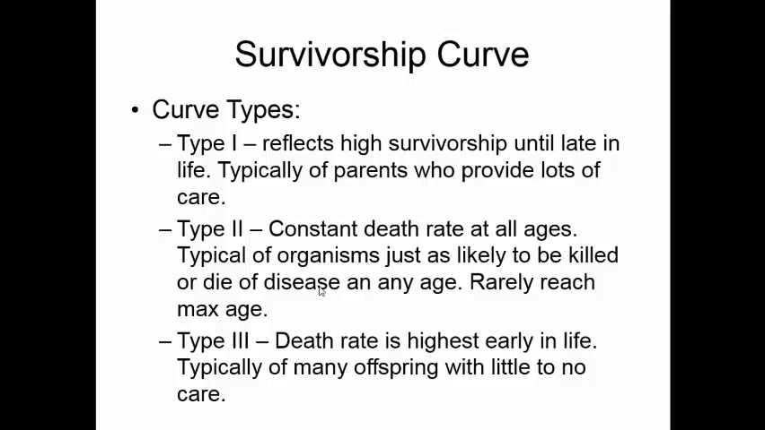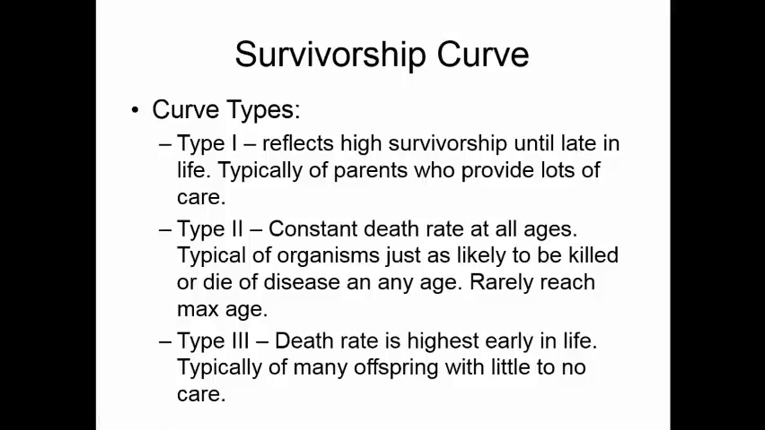Type 2 is where you have a constant death rate at all ages. Typically, organisms are just as likely to be killed or die of disease at any age, so they rarely reach maximum age. You just have a chance of dying from predators or some kind of death or disease that happens at a constant rate. So it doesn't matter if you're 2 years old or 80 years old or 25 years old. In this example, those organisms would all pretty much die at about the same rate.